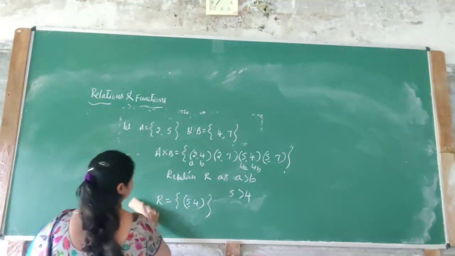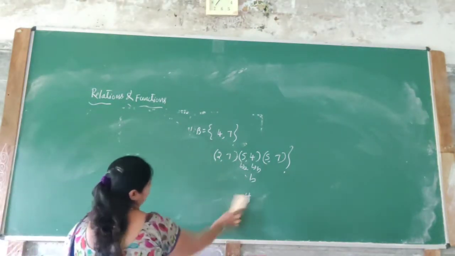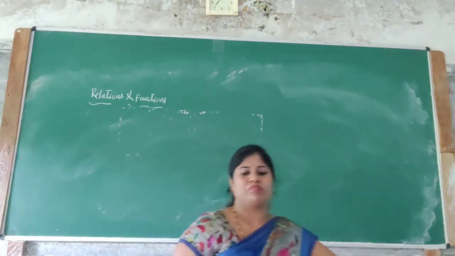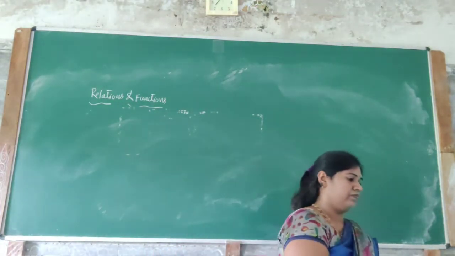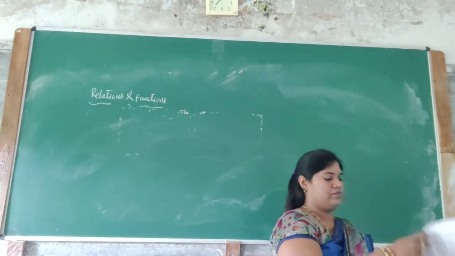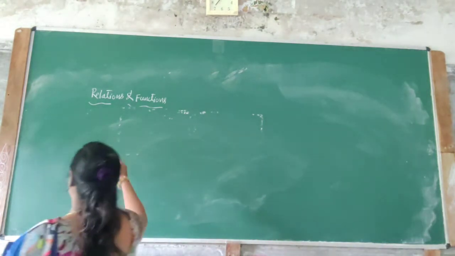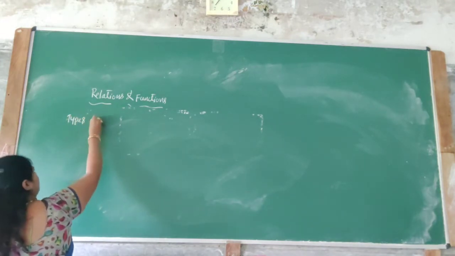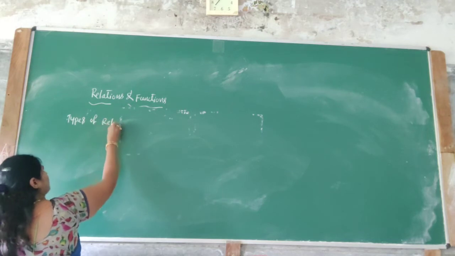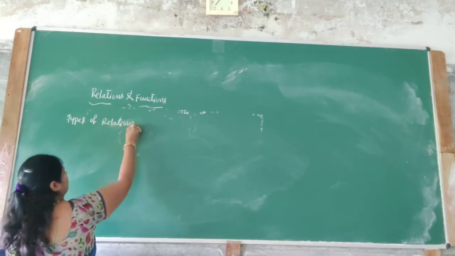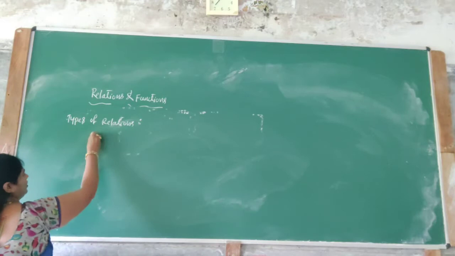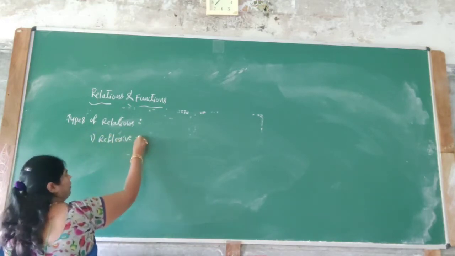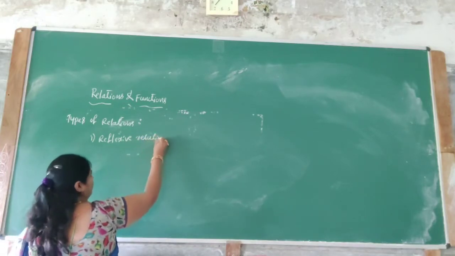Next is types of relations. The first one is the reflexive relation.